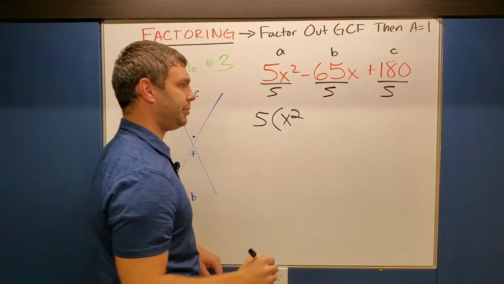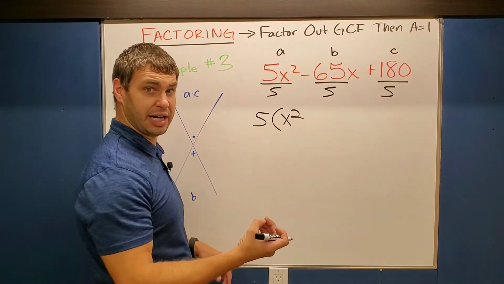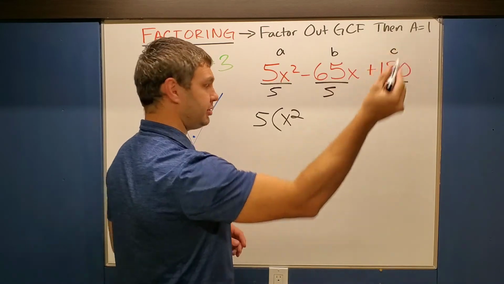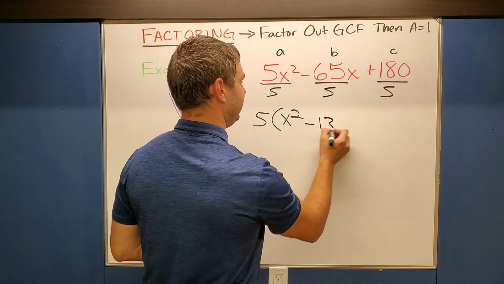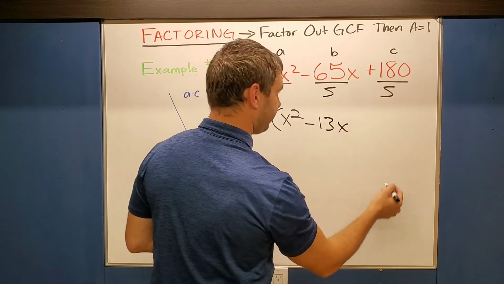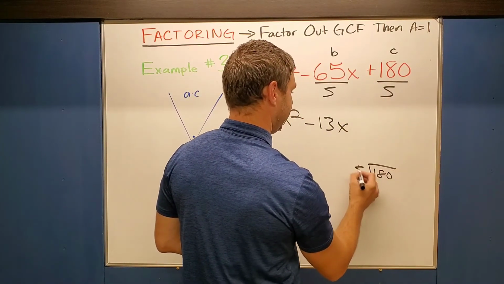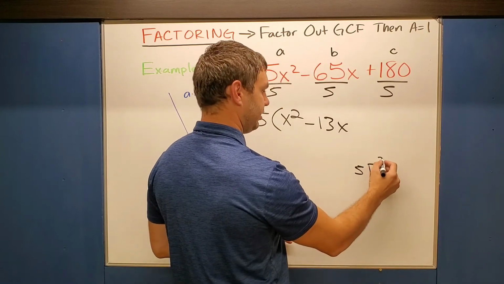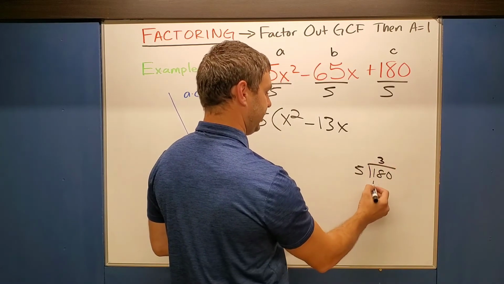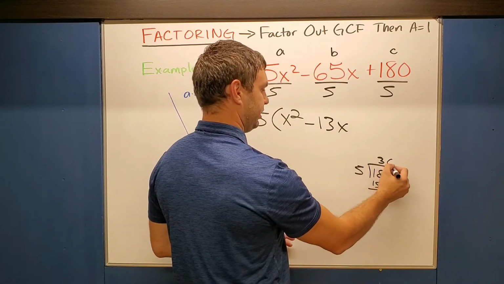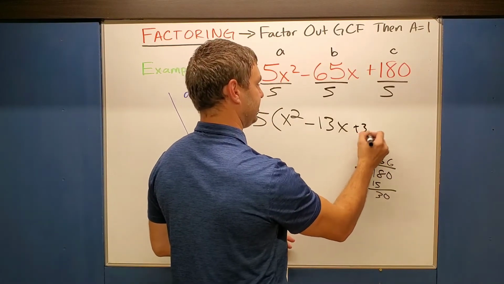Negative 65 divided by 5, well, 50 divided by 5 is 10, and so this would be 15 more. So 10, 11, 12, 13, right? Negative 13x. And then if you do have to do a little long division, that's fine. Let's do it. 180, 5 goes into that. Well, 5 goes into 18 3 times. 3 times 5 is 15. Left with 30. And 5 goes into 30 6 times. So this would be plus 36.